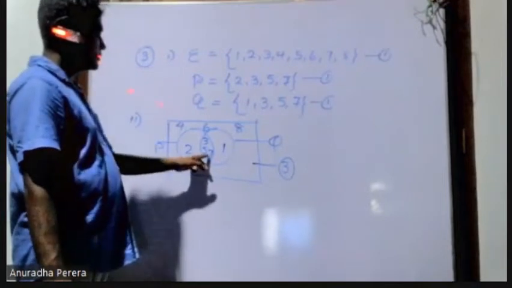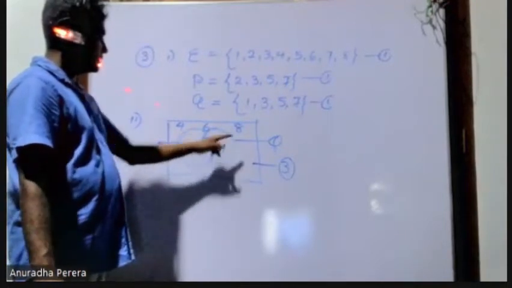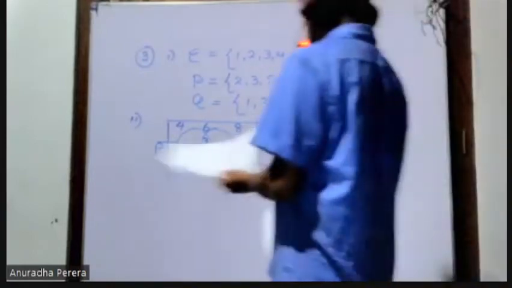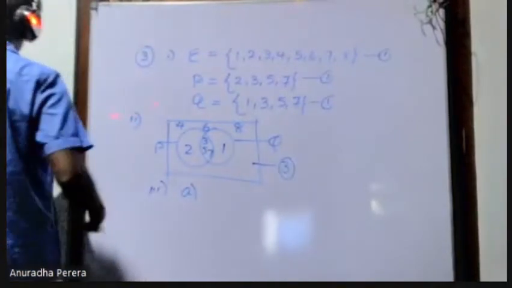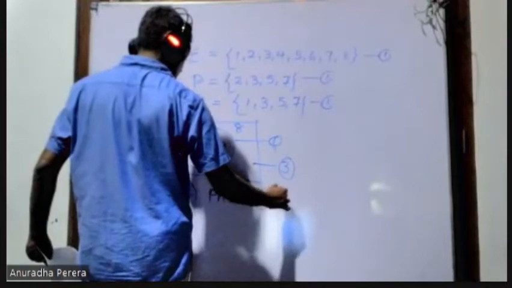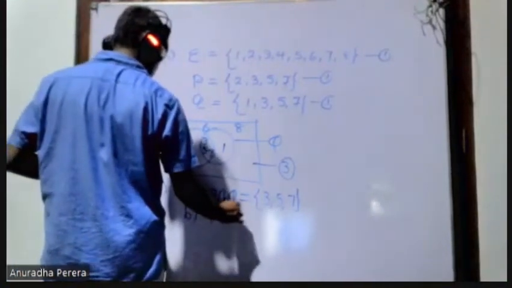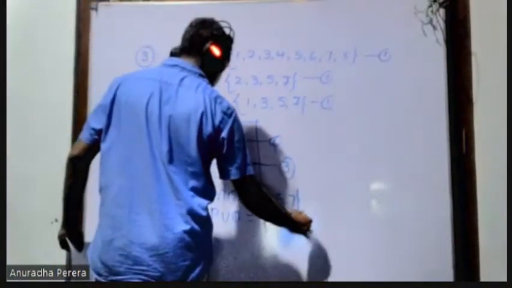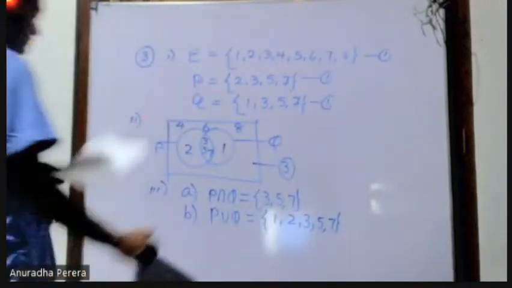To identify the elements, write the following sets. P intersection Q is 3, 5, 7. P union Q: all the elements inside P and Q, 1, 2, 3, 5, 7.